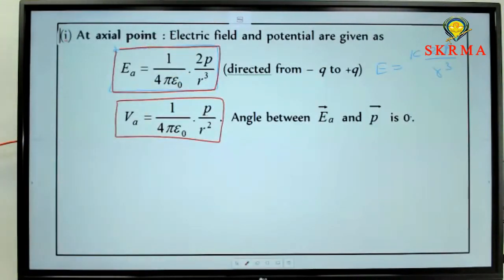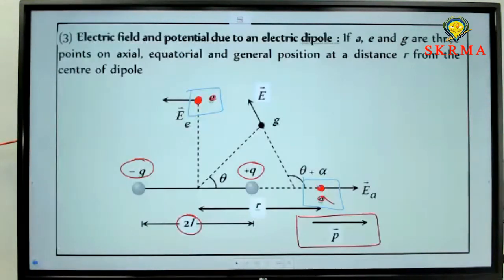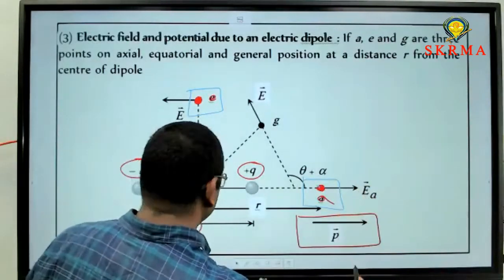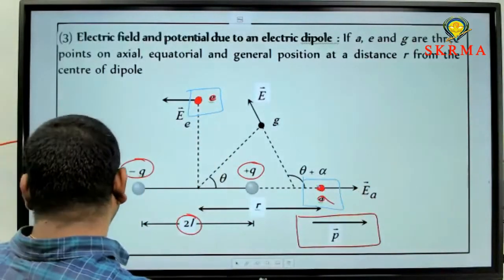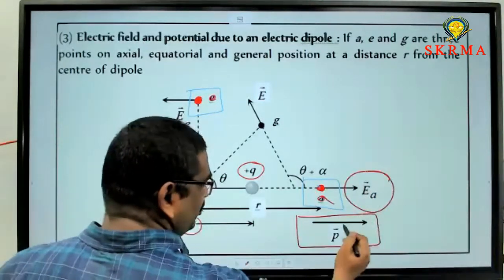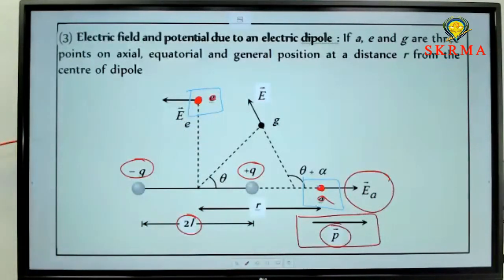Now direction of electric field. Direction of electric field is same as dipole moment. So check this diagram once. Here direction of electric field and dipole moment directions are same. On axial line, electric field is in the same direction as dipole moment.